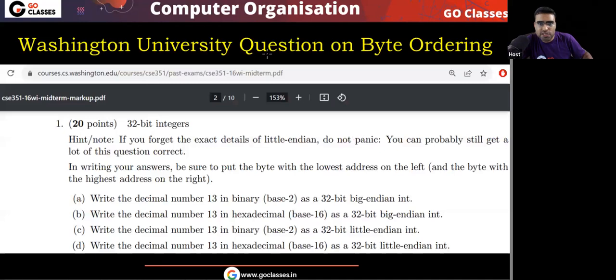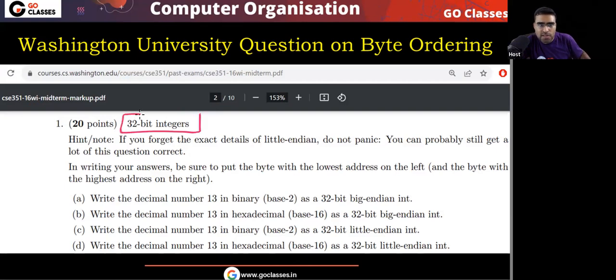Now, this is a Washington University question on byte ordering, meaning this is based on the concept of little endian, big endian. So let's solve this question. You can see this is a Washington University question for 20 points. You have 32-bit integers. So 32-bit integers means how many bytes are there? Tell me. 32-bit integers means 4 bytes. Yes or no?